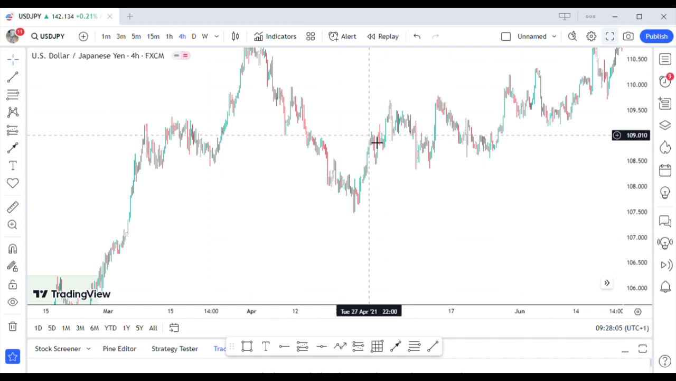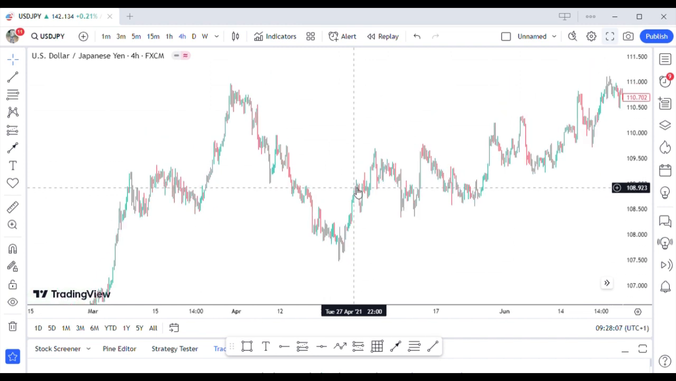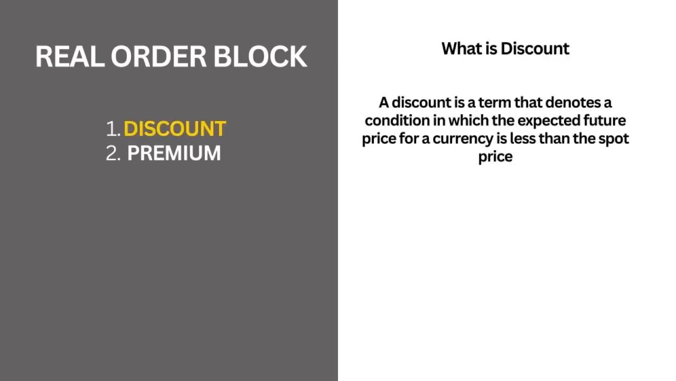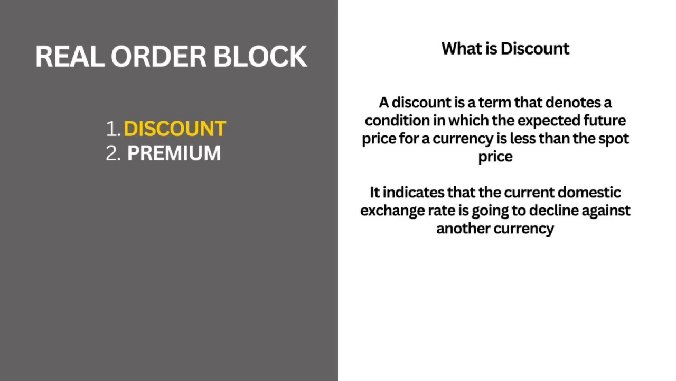When we discuss reorder block, there are two major things that we have to take note of: discount and premium. I'm going to tell you guys what discount is and what premium is, then I'll show you on the chart how to make use of it. A discount is a term that denotes a condition in which the expected future price for a currency is less than the spot price. It indicates that the current domestic exchange rate is going to decline against another currency.